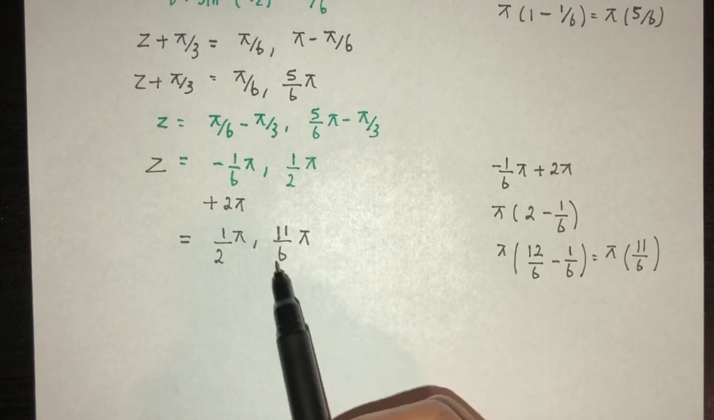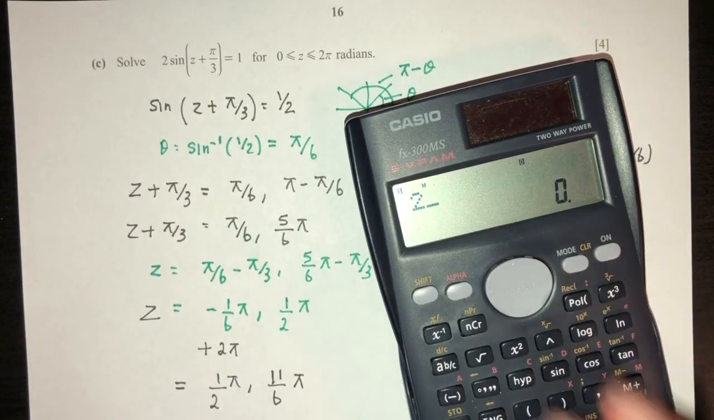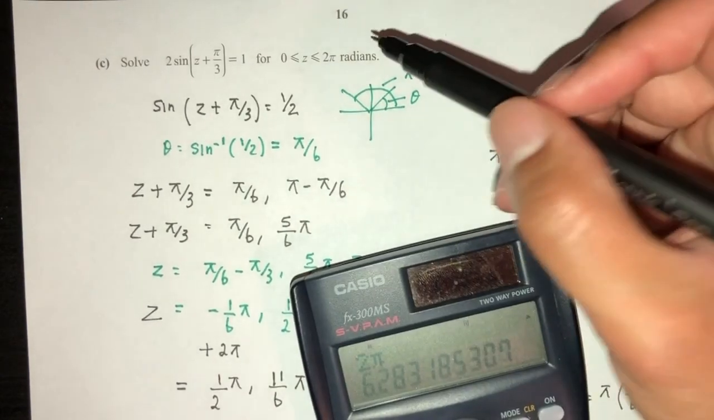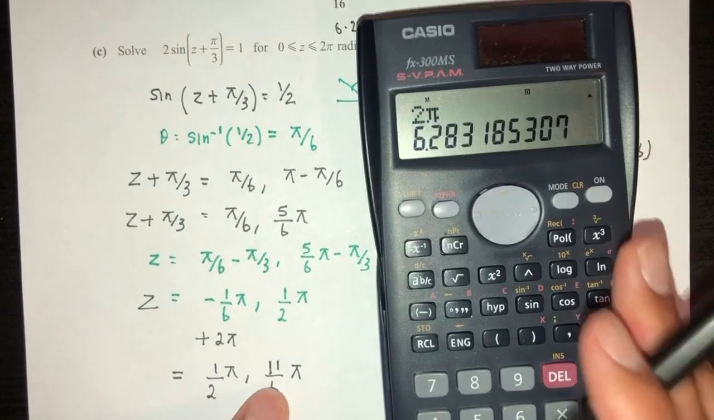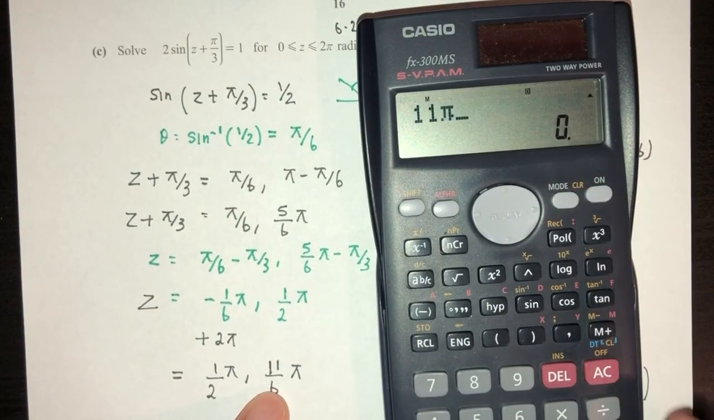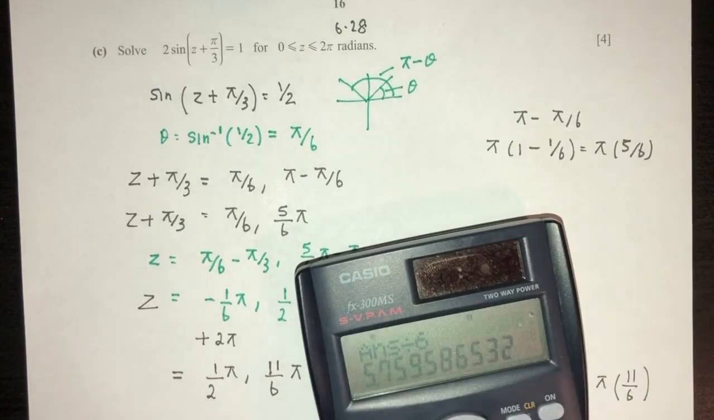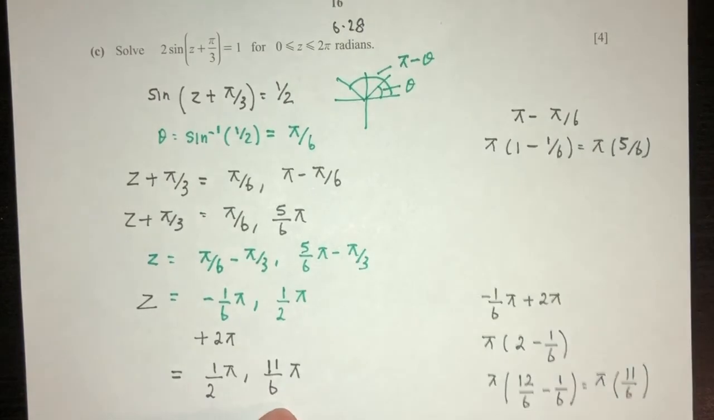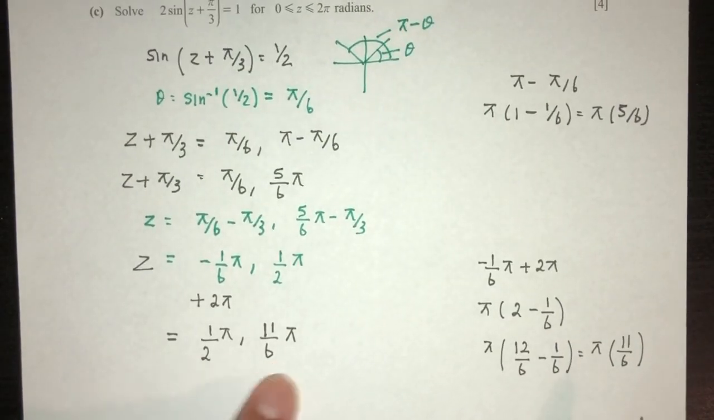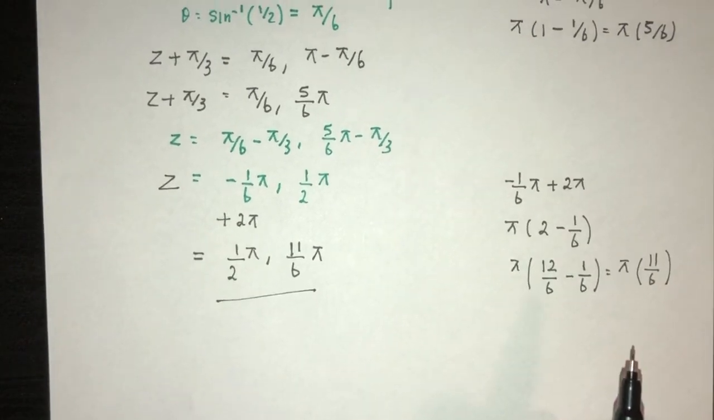Now to check if this is more than your range, we can verify. So 2 pi is what? It is 6.28, right? And what is this one? 11 times pi divided by 6. That is 5.76, which is less than your domain. So it means that this value is inside your domain. So these two values will be your value of z for this question part C.